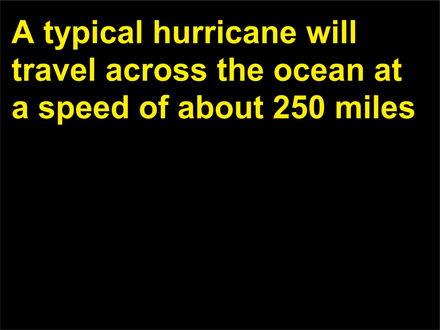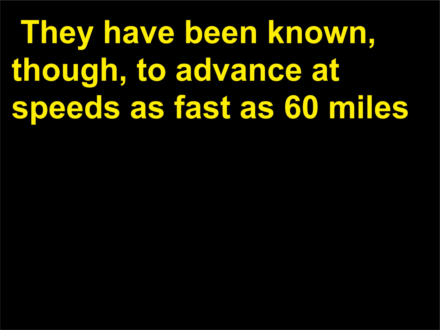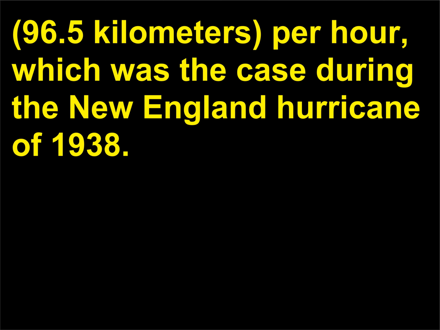A typical hurricane will travel across the ocean at a speed of about 250 miles, 400 kilometers per day, or about 10 to 15 miles, 16 to 24 kilometers per hour. They have been known, though, to advance at speeds as fast as 60 miles, 96.5 kilometers per hour, which was the case during the New England hurricane of 1938.